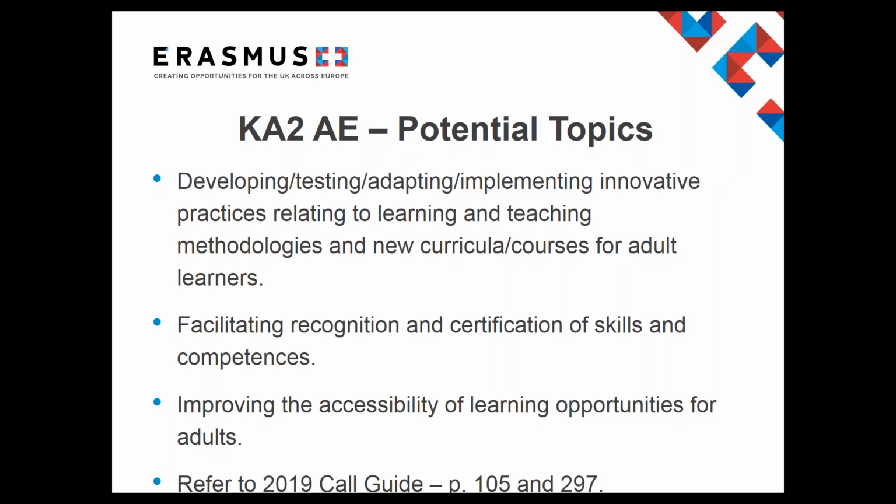Examples provided here are just some of the ideas. For more detailed explanation of eligible activities, you should refer to the examples provided in Part B of the program guide, in particular, pages 105 and 297 of Annex 1. Always ensure that your project idea fits with the action priorities relevant to the field you are applying for.